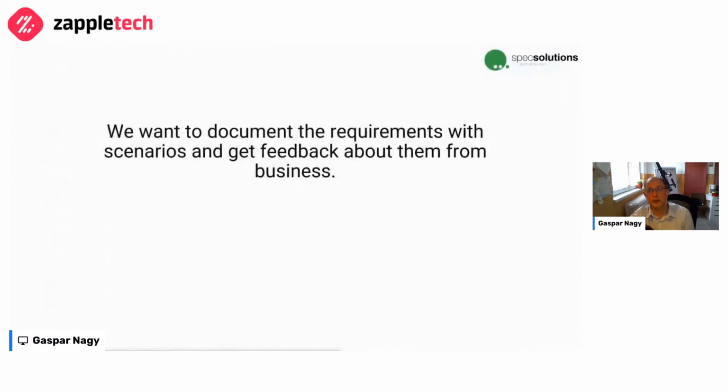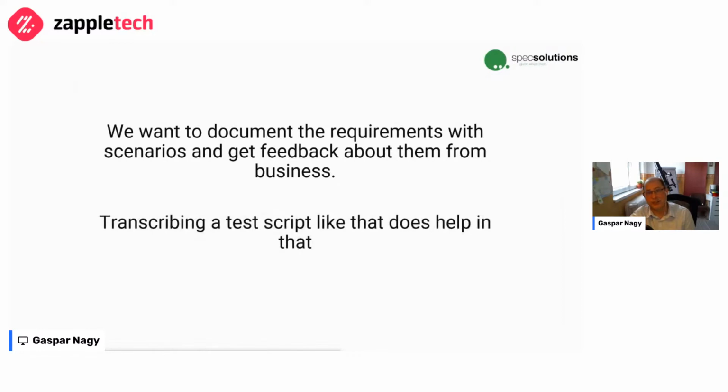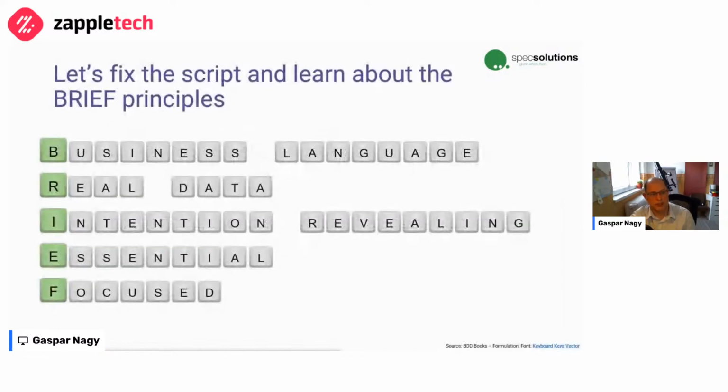Again, our goal is to document the requirements and get feedback from the business, whether they are happy with those requirements or if there is any change, how much they are contradicting. And therefore, unfortunately, this kind of test script is not really helping with that. So that's not a good approach. But let's try to fix this very ugly scenario. And by fixing, we can learn about the BRIEF principles.